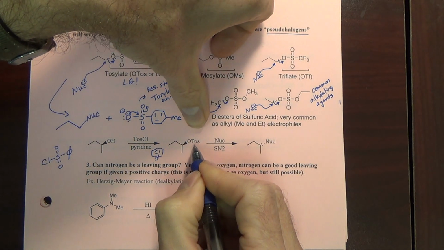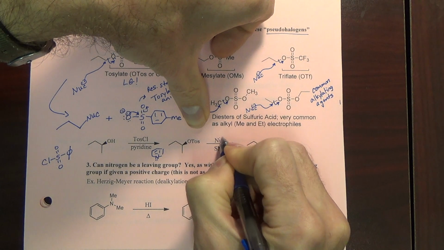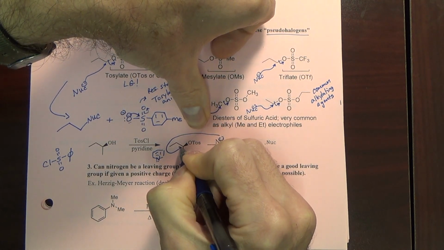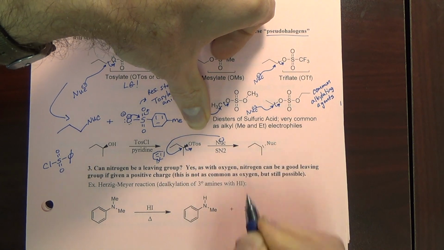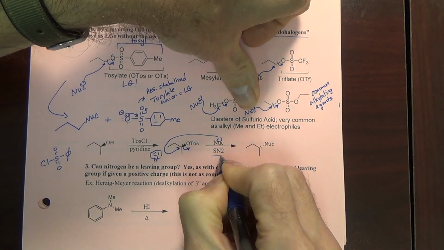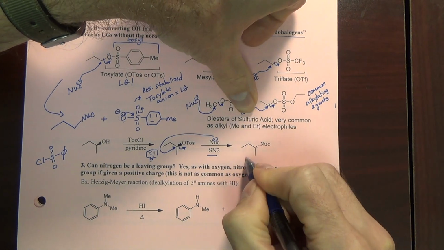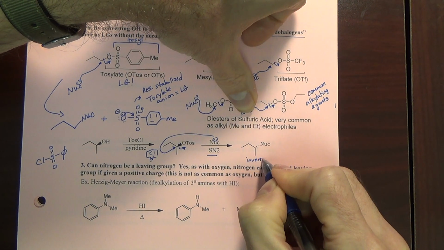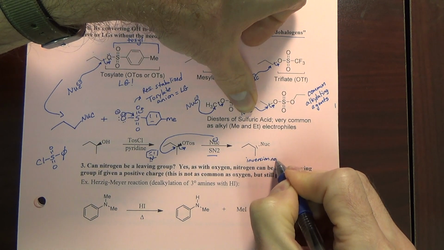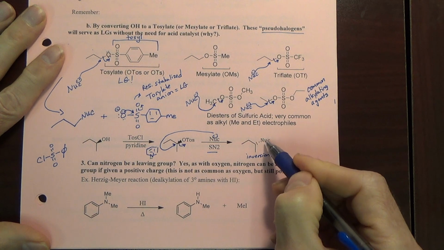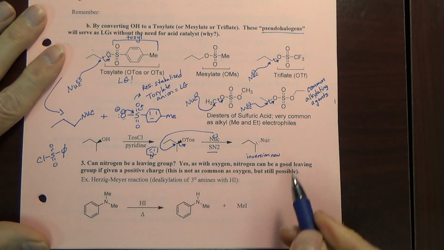Now we have a good leaving group in the tosylate. Now if we do a reaction, now we're doing chemistry at the carbon, backside attack, kick off the tosylate, SN2, and we would expect inversion. Leaving group forward, and so the nucleophile came in from the back.